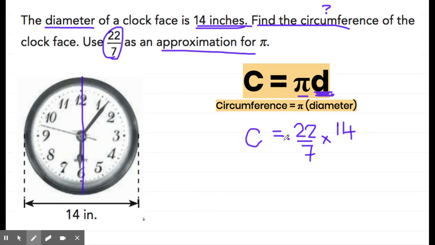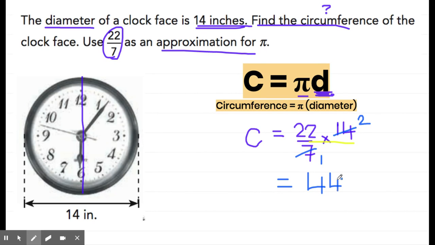And like I've said before, if the numerator and the denominator can be divided by a common factor, the simplest way to do it is to drag the fraction bar further so that you know which numbers are on top and which numbers are on the bottom. Now we can see 14 and 7. We know that 14 and 7 can both be divided by 7, so I'm just going to cross cancel those out. 14 divided by 7 is 2. 7 divided by 7 is 1. So now we have 22 times 2, which gives me 44.